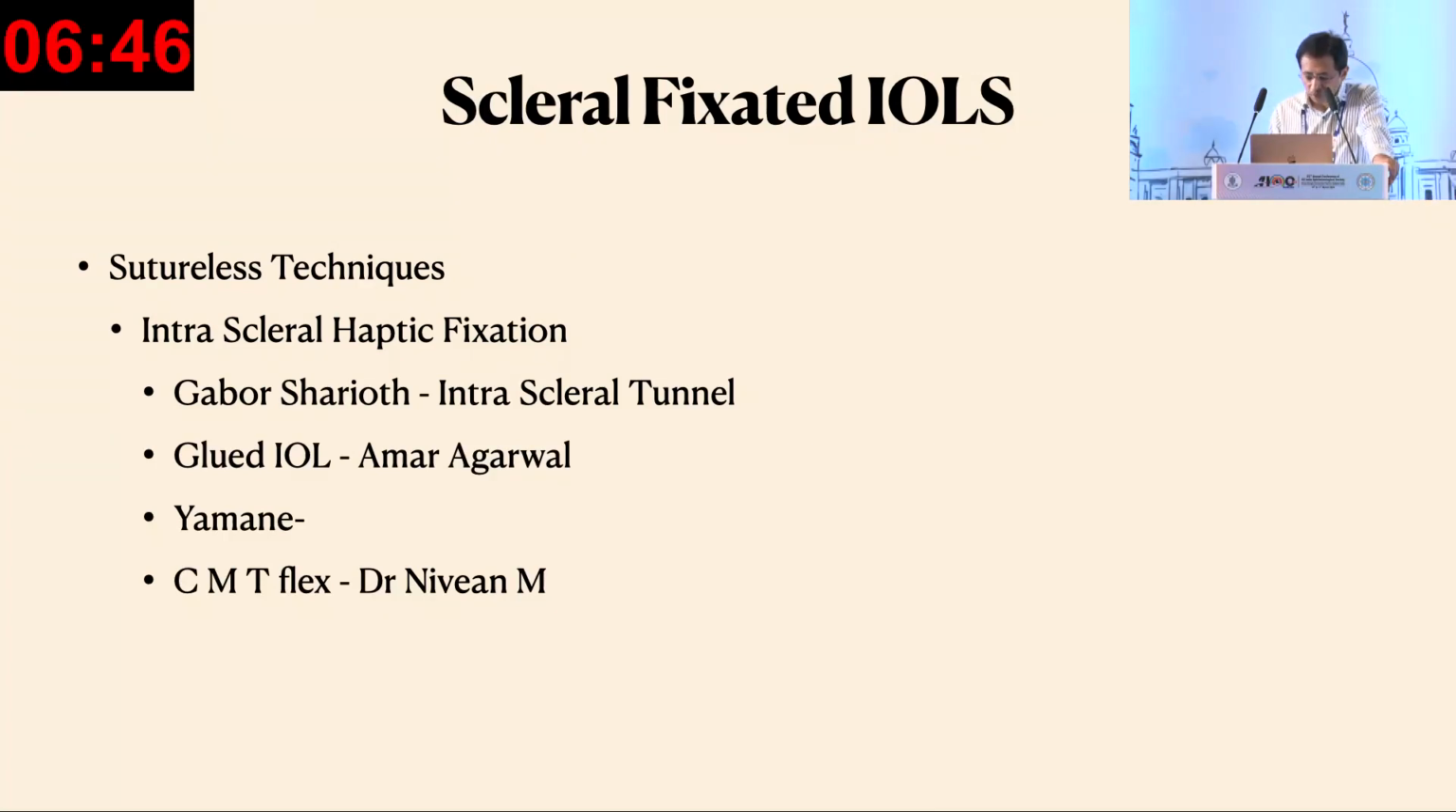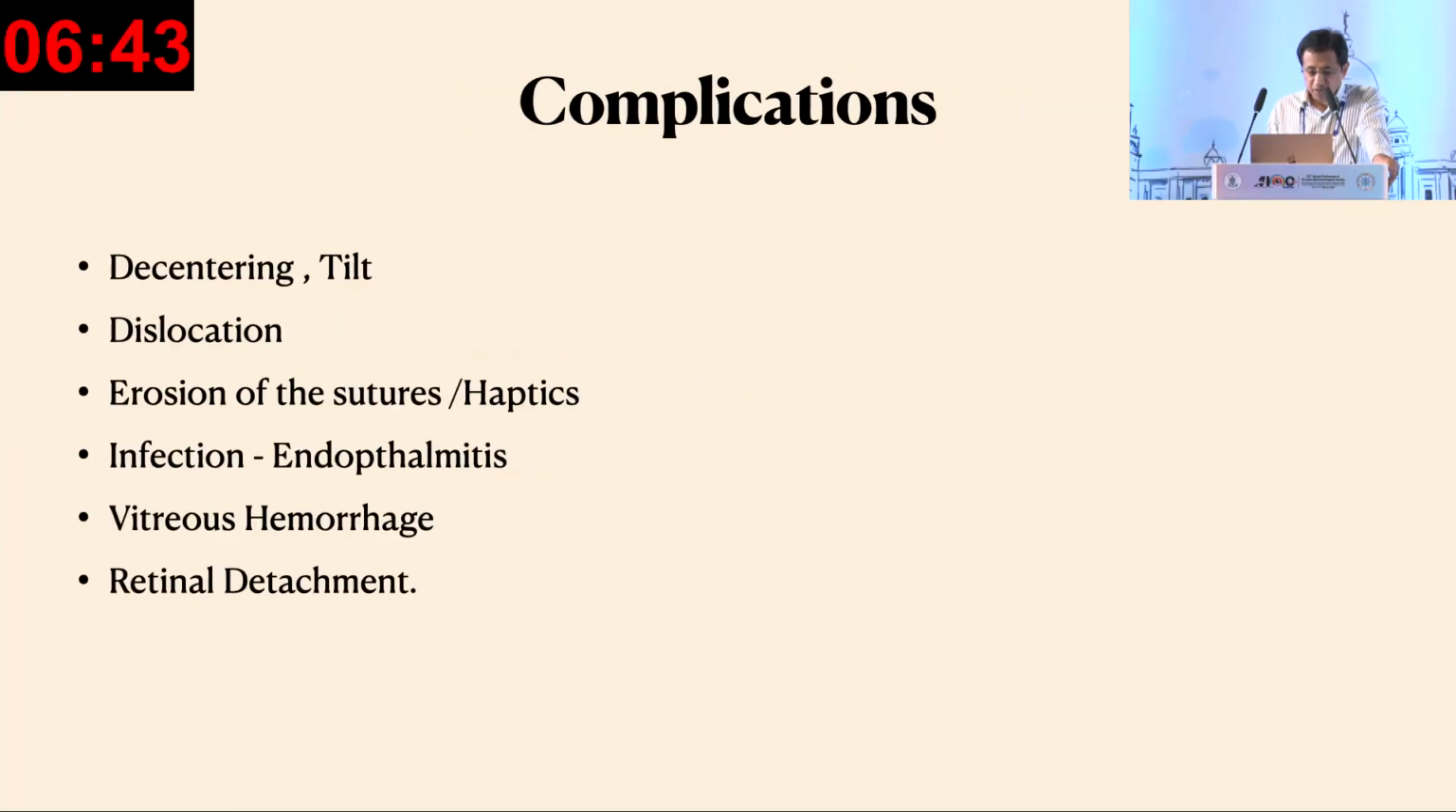So these are the common ways by which we use scleral fixated lenses, but there are certain complications which are often associated with these scleral fixated lenses. We have to understand them. Decentering and tilt are the more common complications which we come across. Of course, dislocation, especially when we are using 10-0 Prolene over a period of time, the lens just disappears into the vitreous cavity. Erosion of the sutures and haptics is a realistic complication, and it can cause infection, and that's what we are worried about. And vitreous hemorrhage and retinal detachment are the other complications which we need to be concerned about.